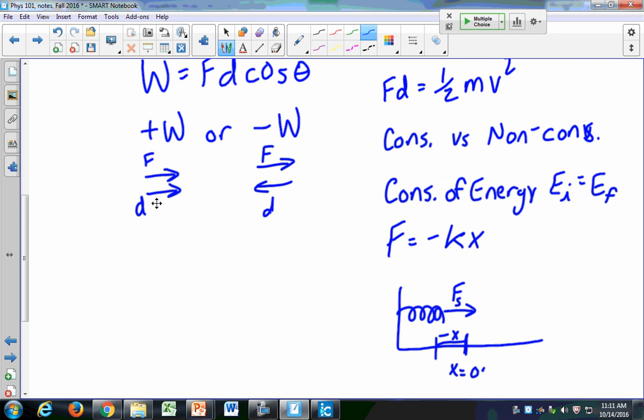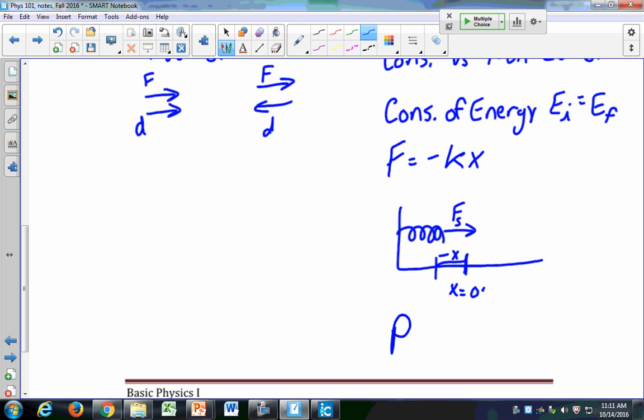And then finally, the very last thing was power. Power is energy or work over time. Just know the units, know how to calculate. You might have one problem about power. Not a big deal. We'll see power again next time. That's it for that chapter.